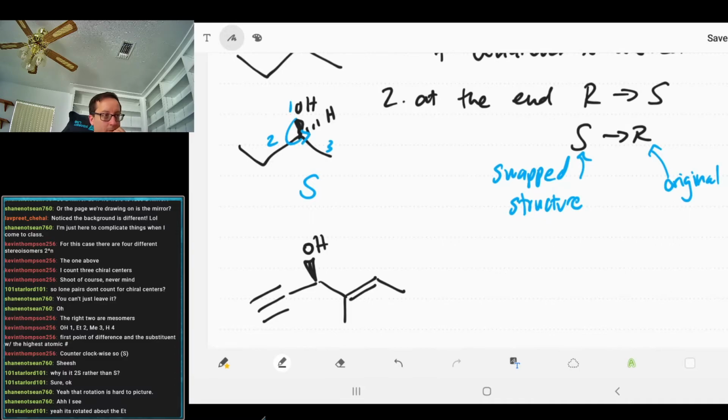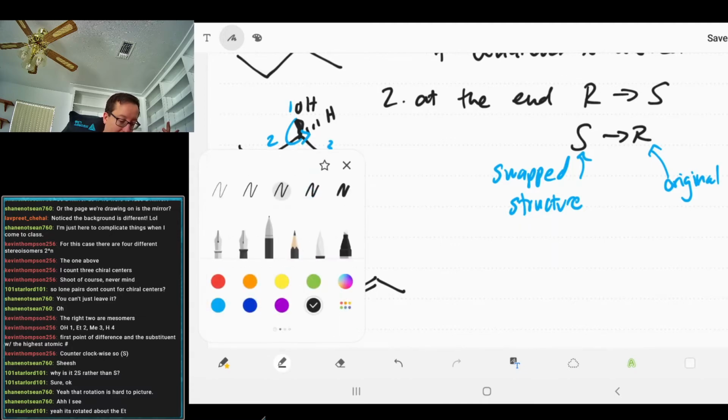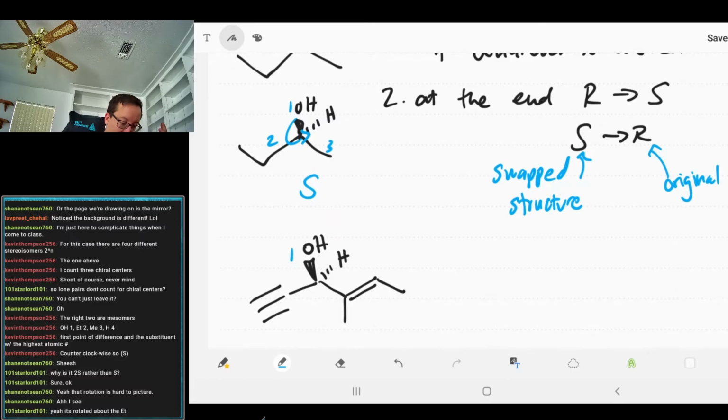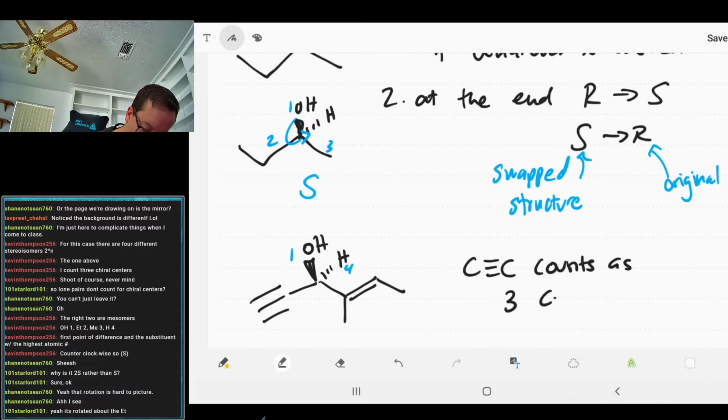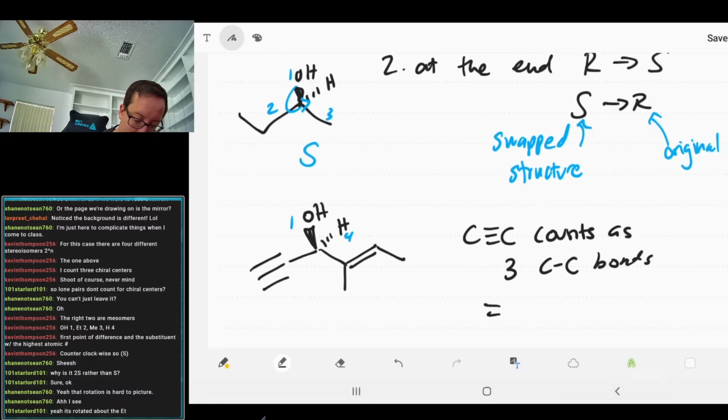So, this one, the trouble is finding the priority. Priority 1, by the way, is the oxygen. Oxygen has higher priority than hydrogen. Hydrogen's, in fact, already on the back. That's going to be number 4. So we have 1 and 4 done. We have to choose 2 and 3, though. If you remember from before, a triple bond counts as 3. A double bond counts as 2.